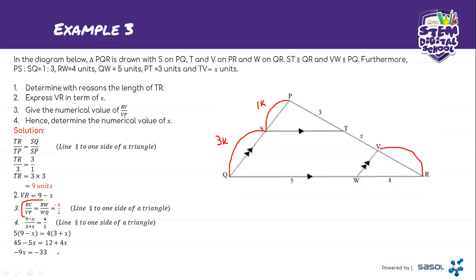Then because now we are calculating for X, we're going to transpose this X to this side. That's why we now have negative 5X minus 4X. It gives us negative 9X. Then for these values, 12 minus 45 is going to give us negative 33. Then you're going to divide both sides, and it's going to give us X is 11 over 3. So the value of X is 11 over 3.